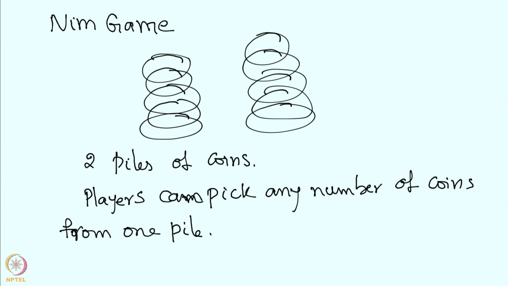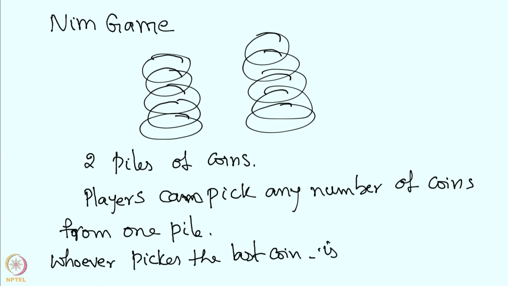So, that means the players first have to decide which pile they should take the coins from, and then they decide how many to choose. Any number they can do. Whoever picks the last coin is the winner. This is the normal play which I have mentioned.